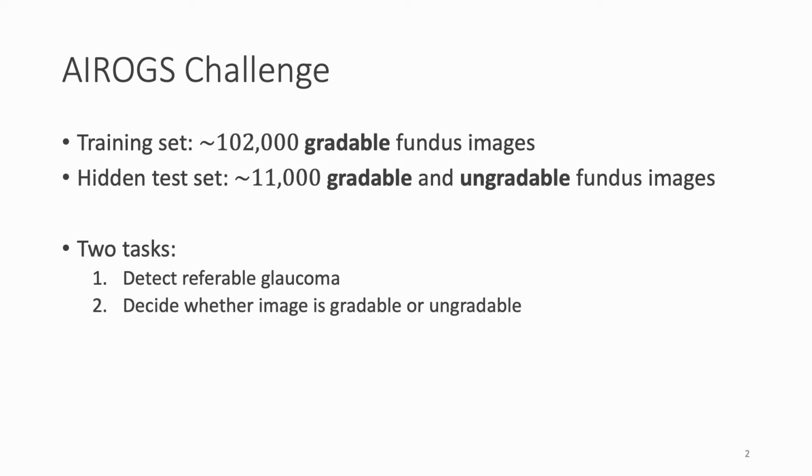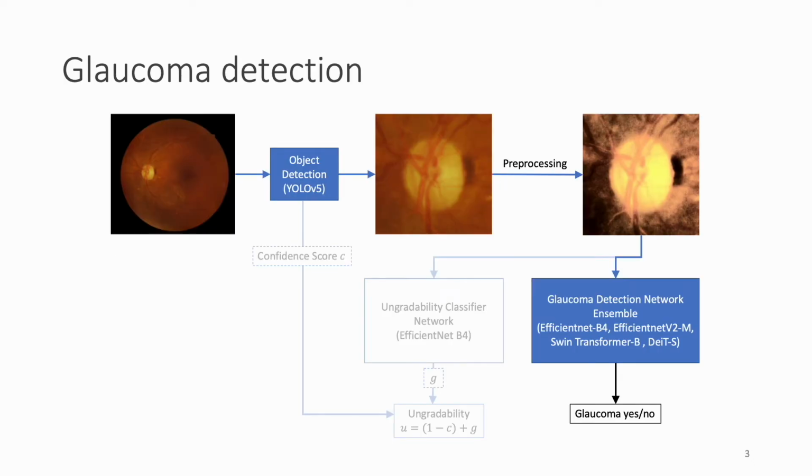As probably has been mentioned by now, the AIROGS challenge consists of a dataset that contains approximately 100,000 gradable fundus images, and the tasks are to develop models that can detect referable glaucoma on these images and to decide whether the images provided in the test set are gradable or not. In order to tackle these tasks, we split our approach into 2 steps.